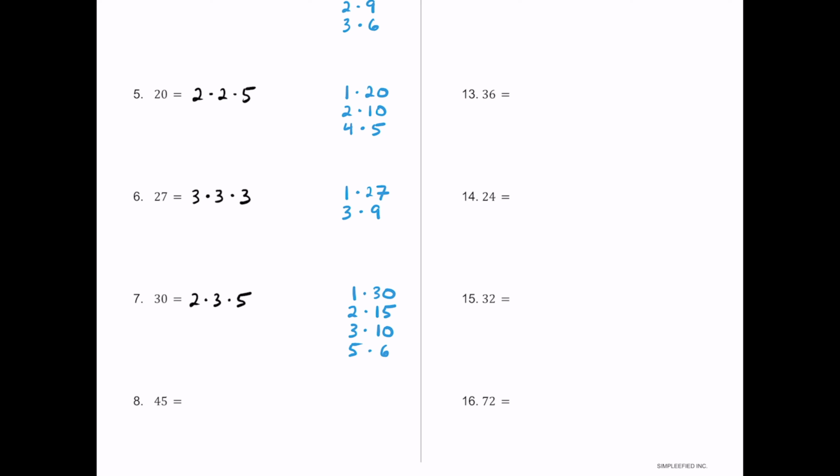Okay. For number 8, at the bottom here for 45, if we do the prime factorization, we should find that's 3 times 3 times 5. And so that's our prime factorization. We know 1 and 45 are going to be factors. There's no 2 here, so we don't have to worry about that, but 3 times these two, that's 3 times 15. That does get you 45.